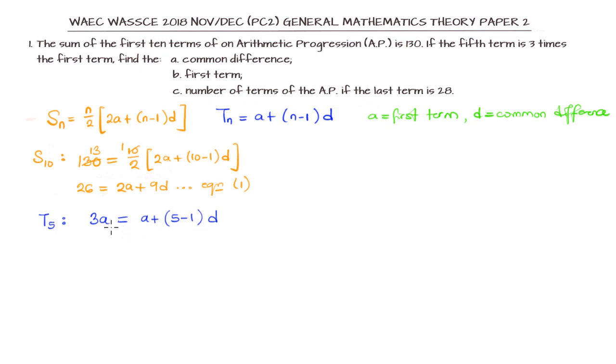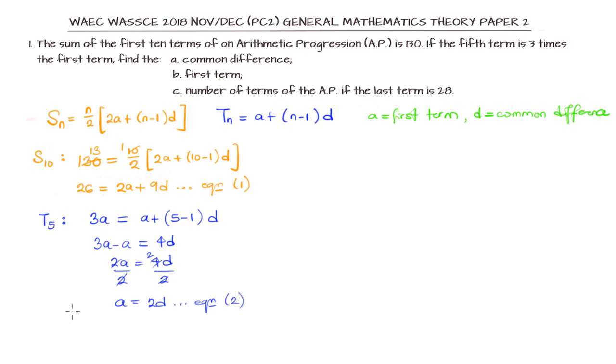So with this, we can collect like terms. 3a minus a will be 5 minus 1, which is 4d. So that will give us 2a is equal to 4d. And if you divide all through by 2, we are going to have a is equal to 2d. Now, this we can express as equation 2.